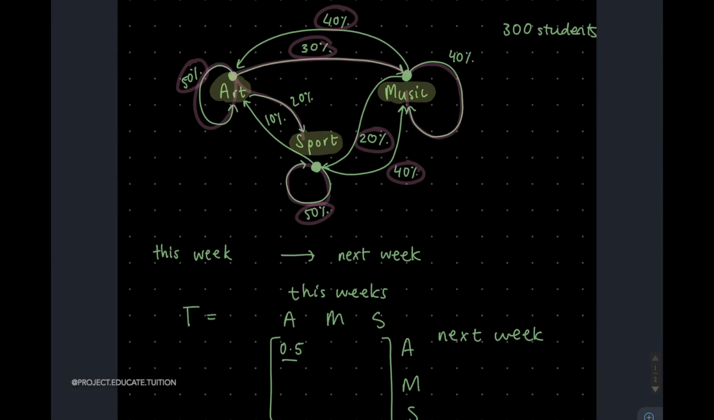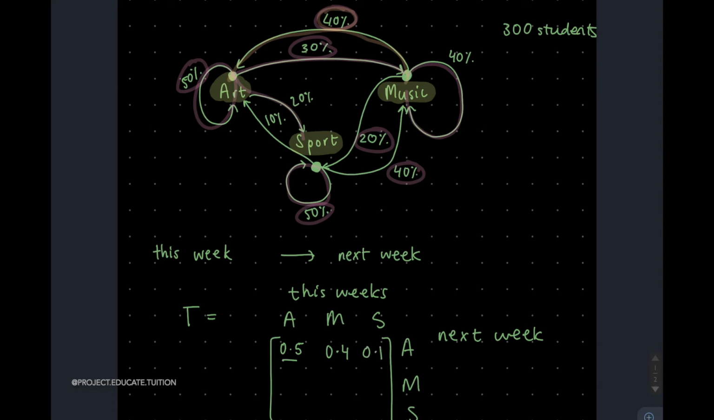Now this week a student picks music. Next week they might pick art. So we need to identify what's the percentage of students going from music to art. Here is music, and we can see that it's 40%. 40% of students go from music to art, so it's going to be 0.4. And then sport to art is 10%, so 0.1.